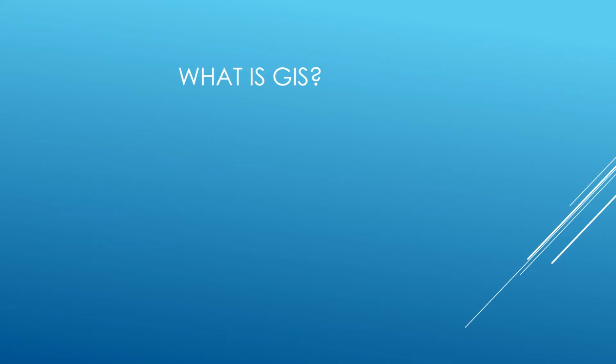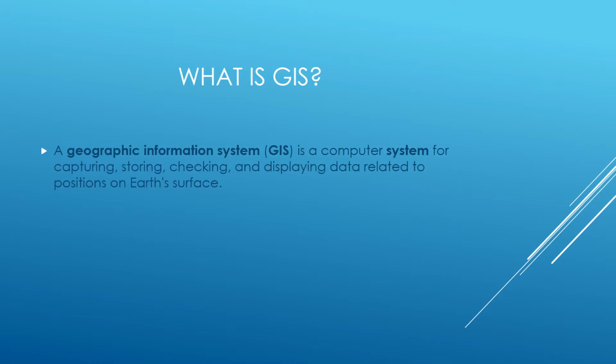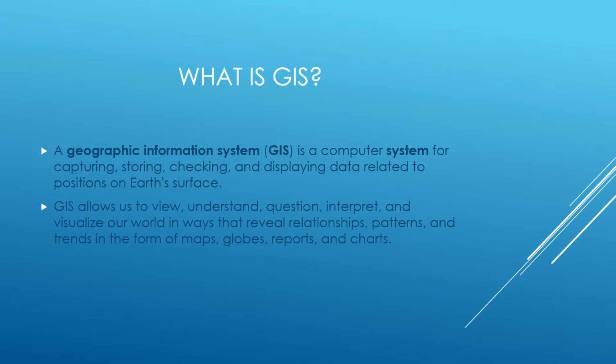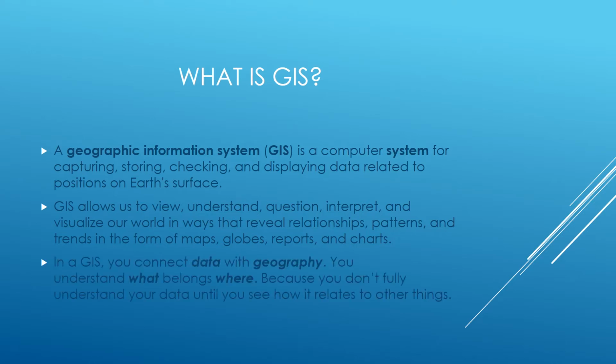What is Geographic Information System? A Geographic Information System is a computer system for capturing, storing, checking, and displaying data related to positions on Earth's surface. Geographic Information System allows us to view, understand, question, interpret, and visualize our world in ways that reveal relationships, patterns, and trends in the form of maps, globes, reports, and charts.